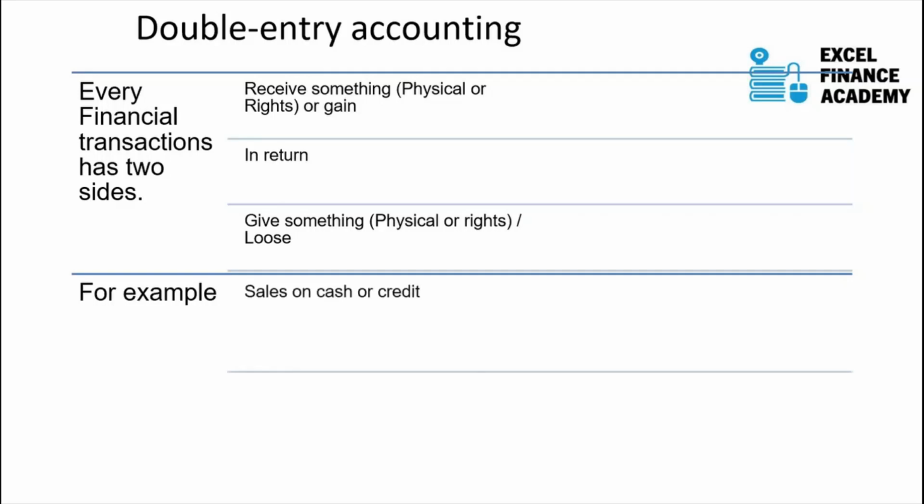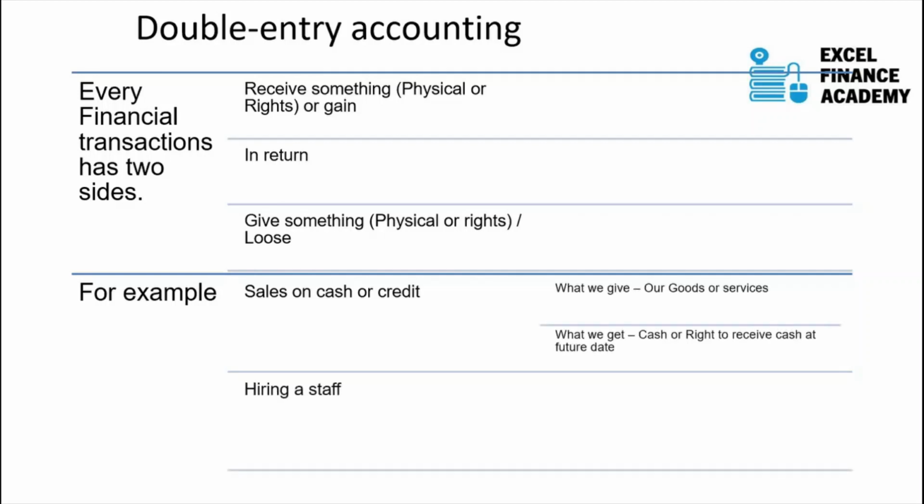For example, sales: either we can sell in cash or we can sell on credit. How we are going to record it, we will look at the next slide, but for the time being just understand there are two types of transactions. What we give is our goods, and what we get is cash or a right to receive cash in the future. Hiring a staff, what we get? Services from the staff, which are valued equal to the salary that we are paying, correct?